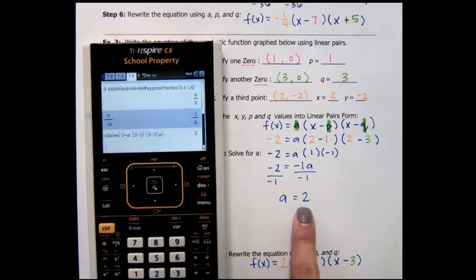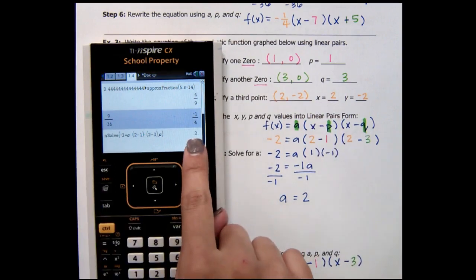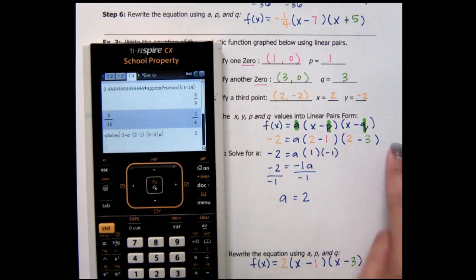2, just like we found 2. So once you find 2 by hand, you can always go back into your calculator, use NSolve, type this in, plus comma a, with the multiplication sign in between the a and the first parentheses, and that's how you can check your work to make sure that you found the correct a value.